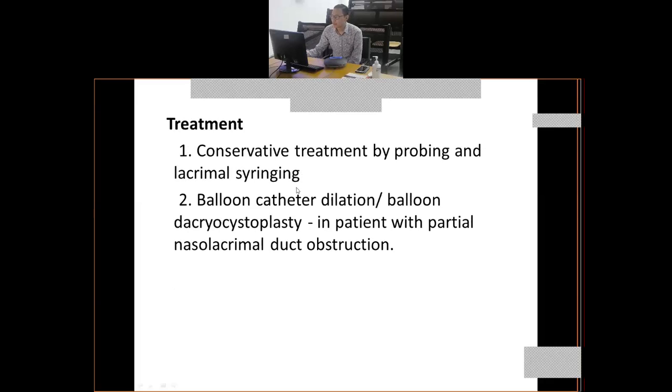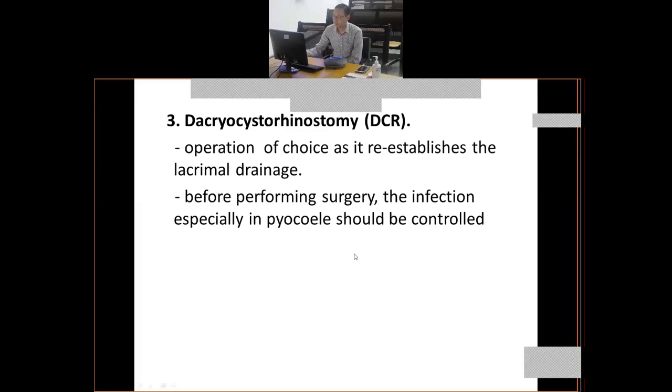Treatment: conservative treatment by probing, lacrimal syringing, balloon catheter dilatation. It is done in a patient with partial nasolacrimal duct obstruction. DCR, dacryocystorhinostomy, is the operation of choice as it re-establishes the lacrimal drainage. Before performing surgery, infection should be controlled.